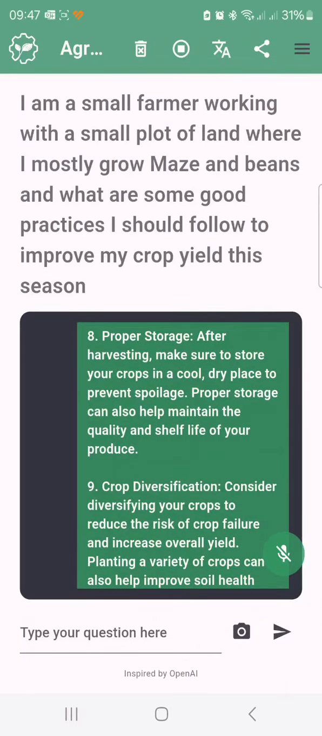8. Proper storage. After harvesting, make sure to store your crops in a cool, dry place to prevent spoilage. Proper storage can also help maintain the quality and shelf life of your produce.